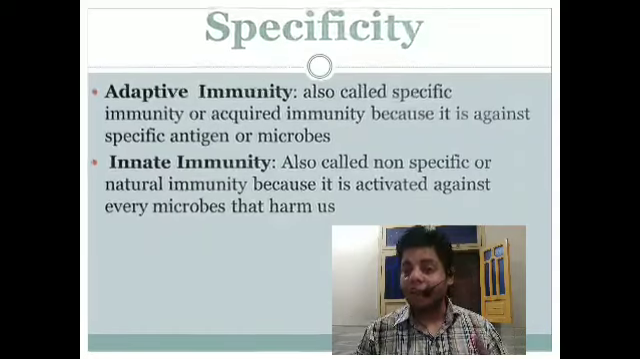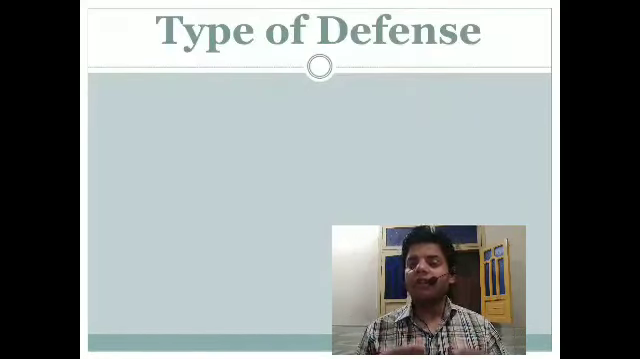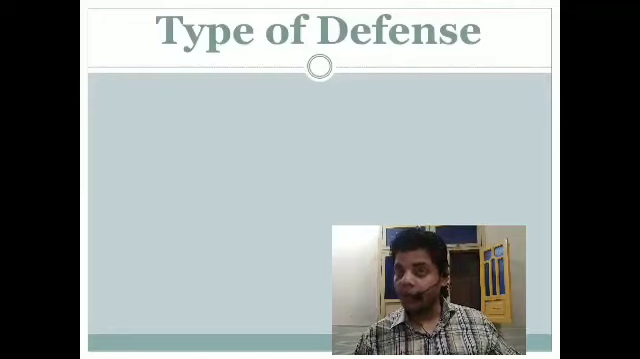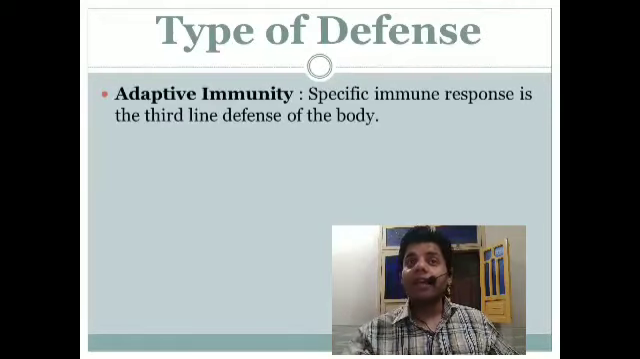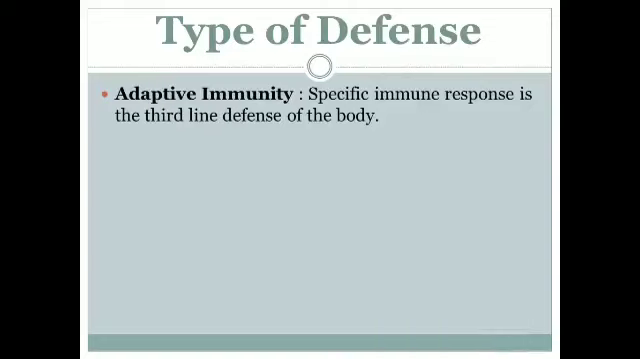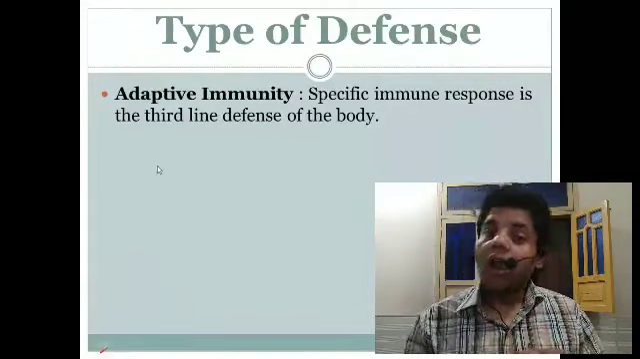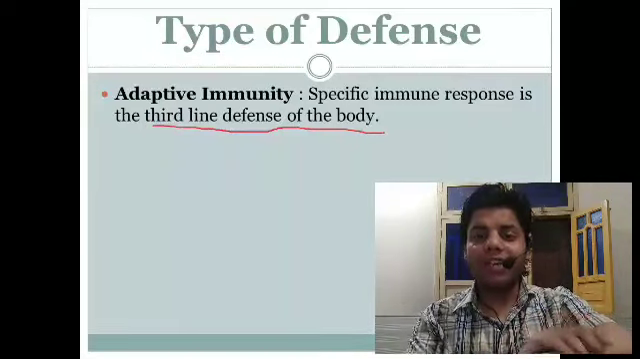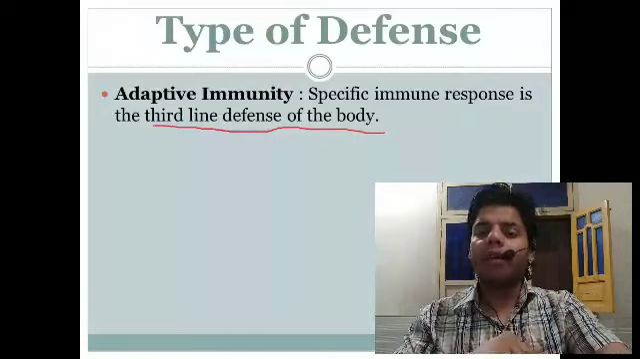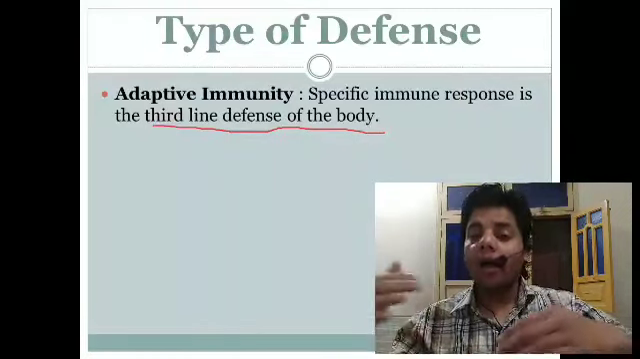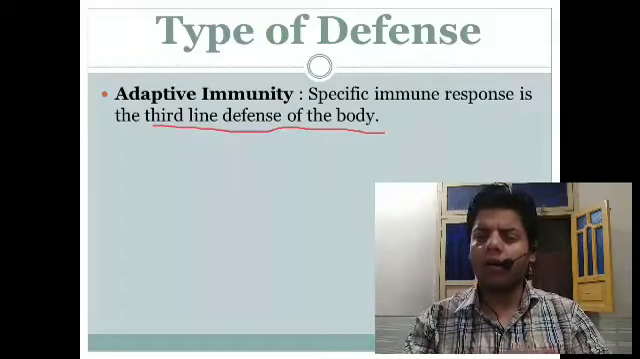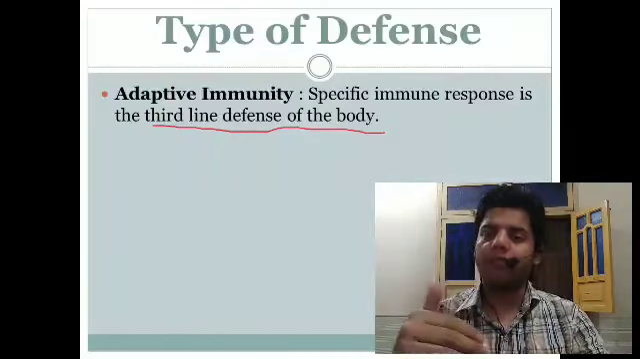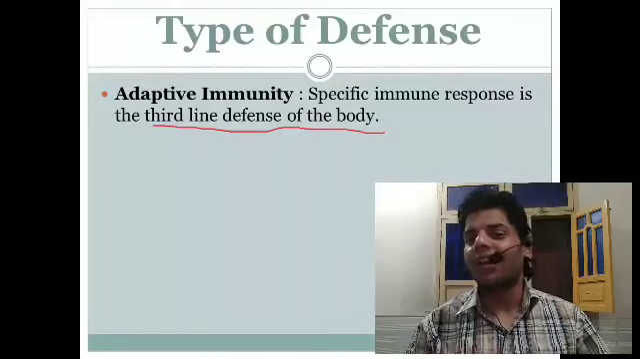Now let's talk about the types of defense. What kind of defense systems are involved in innate and adaptive immunity? Adaptive immunity involves the third line of defense, because it is not the first line. Why? Because first of all, our skin faces the microorganisms. When microorganisms come, they first fight with our skin, the normal flora of our skin, and the area outside our skin. The microorganism first has to face this area. That's why we call it the third line of defense.